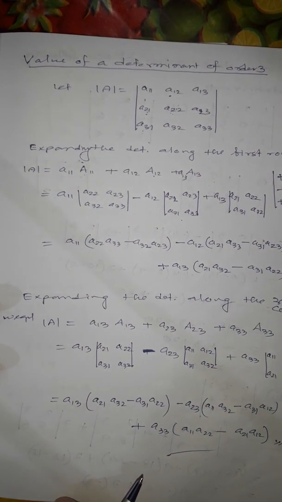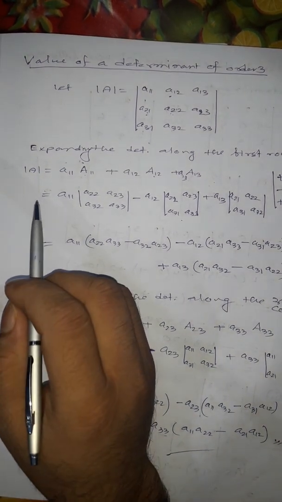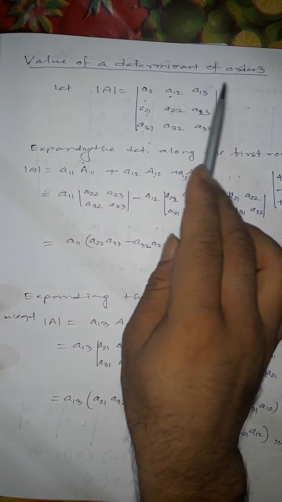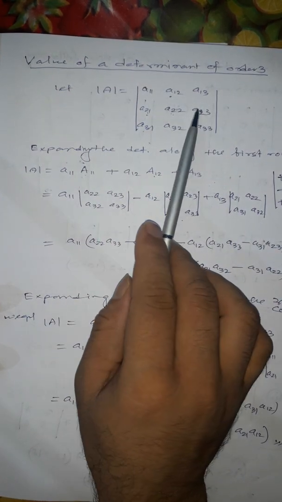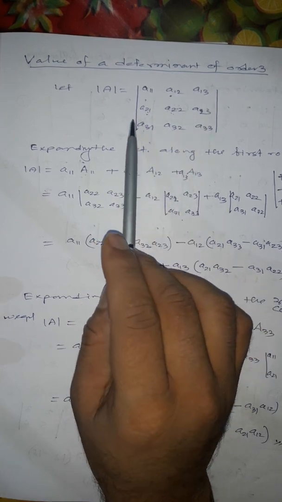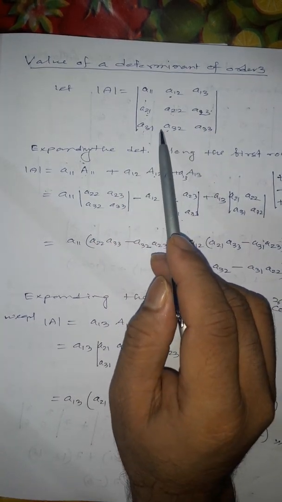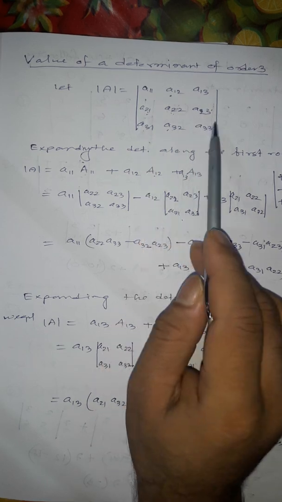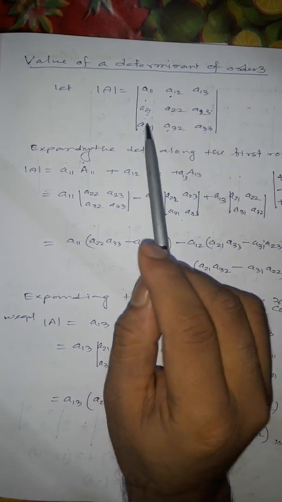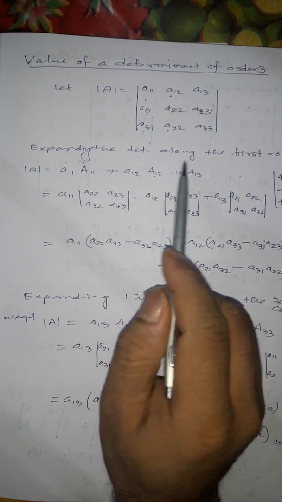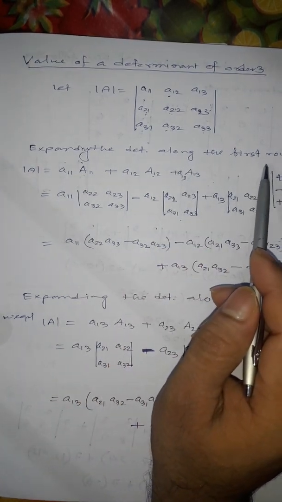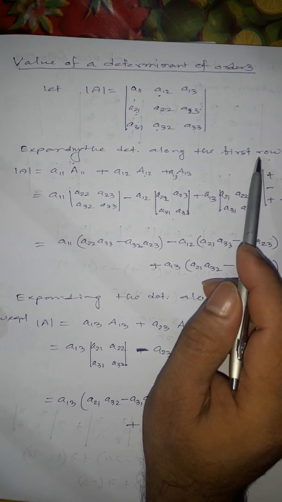Hello, good morning, students. Today we'll calculate the value of a determinant of order 3. Suppose this is the determinant of order 3. We have 3 rows and 3 columns here. Order of the determinant is 3. Now we'll expand the determinant along the first row.